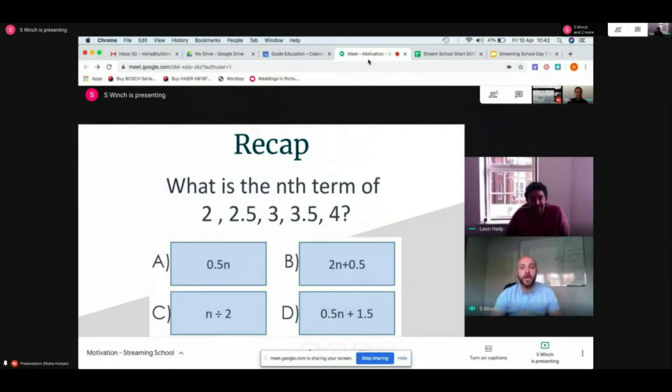First question: what is the nth term of 2, 2.5, 3, 3.5, and 4? We're looking at the pattern that goes up by 0.5. So that's 0.5n, and if we find out what the previous number was, it would be 1.5. So the answer to the first question is D. That is a linear sequence because there's a consistent pattern each time.